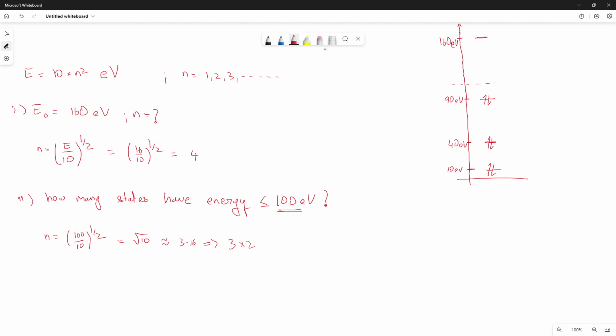Essentially, how many electrons can exist with energy less than or equal to 100 eV? 2 electrons with 10 eV, 2 electrons with 40 eV, and 2 electrons with 90 eV. So 6 electrons can exist. Is that clear? Can you guys understand that? Because we are talking about electrons.